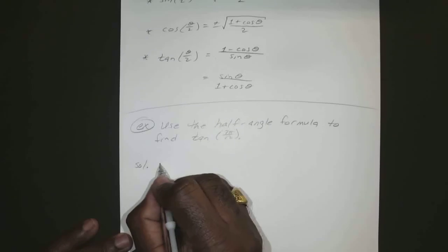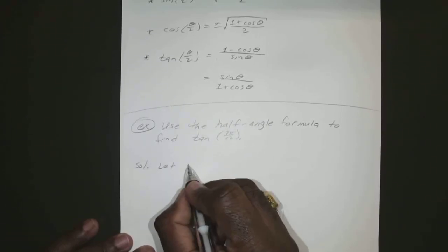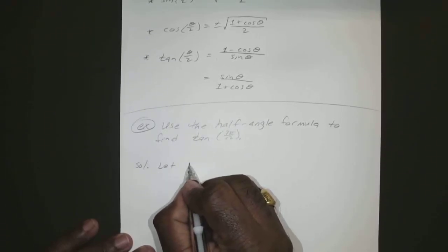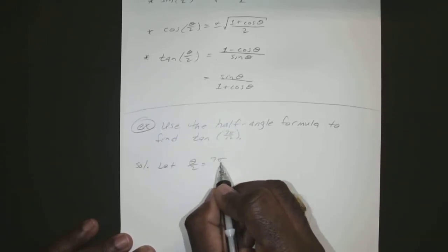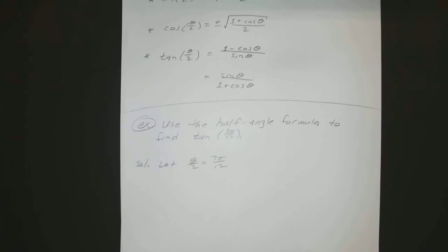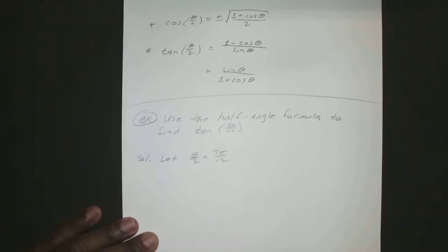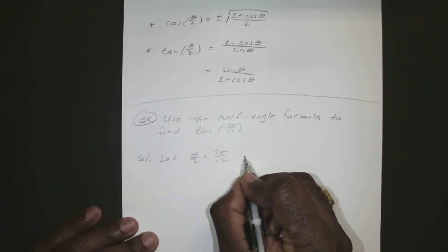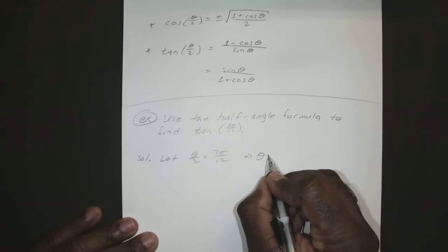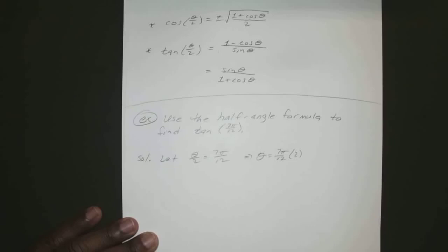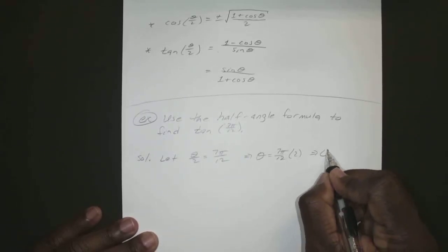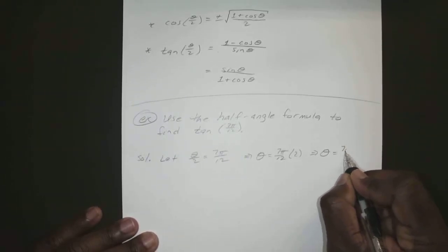Okay, so let's say if we let theta over 2 equal 7 pi over 12. Okay, so if we multiply both sides by 2, it means our theta is equal to 7 pi over 12 times 2, or our theta is equal to 7 pi over 6.